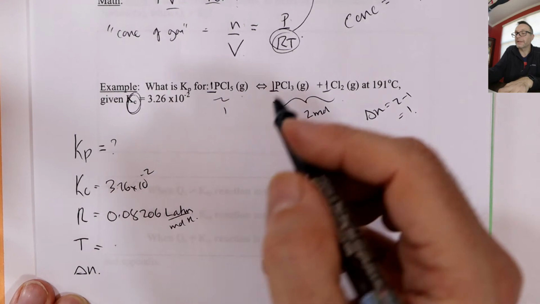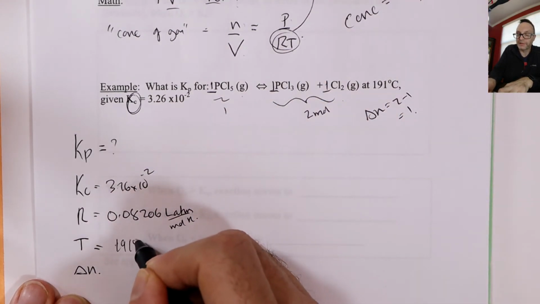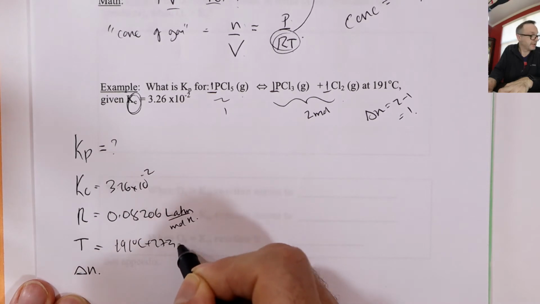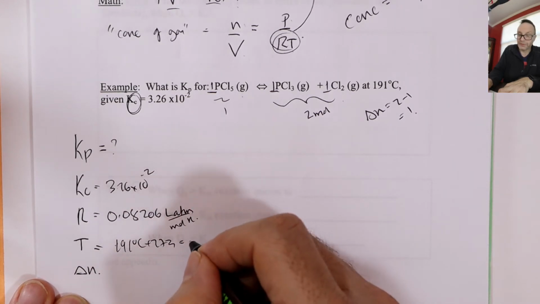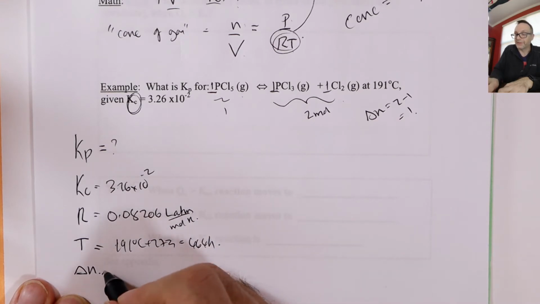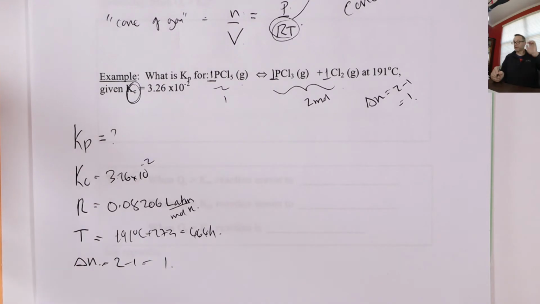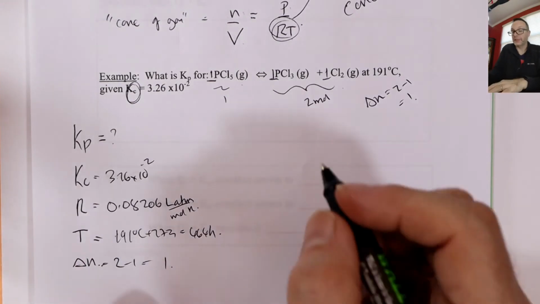Temperature, what did they say? 191 degrees C plus 273 equals 464 Kelvin. Finally, delta N, as we saw, 2 minus 1 equals 1. All right, so throw them in there, see what you get, right?